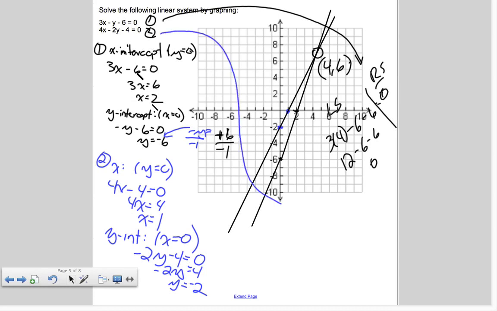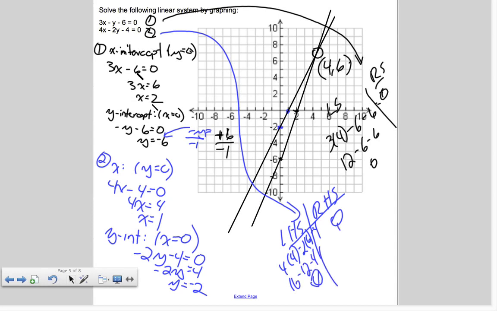Now I'm going to check for this equation down here, left-hand side, right-hand side. So we get 0 there. We get 4 times 4 minus 2 times 6 minus 4. So that's 16 minus 12 minus 4. That gives me 0.